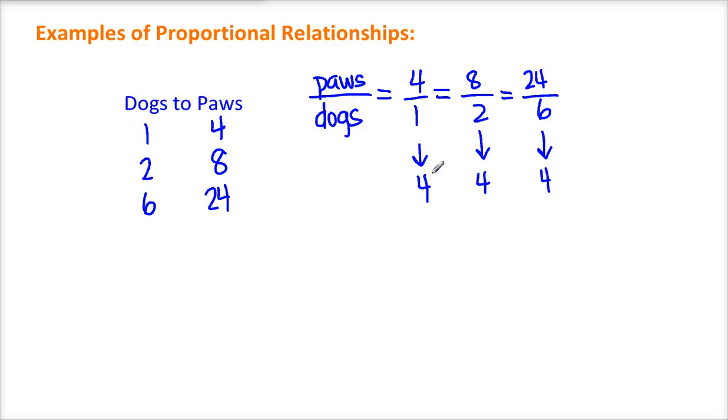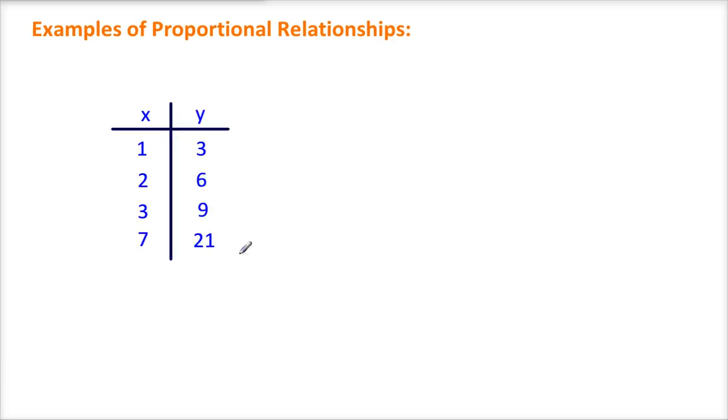So notice that the number of paws to dogs, the ratio, is always constant. There's always 4 paws for every 1 dog. So this is an example of a proportional relationship. Let's move on to an example that's maybe a bit more general.